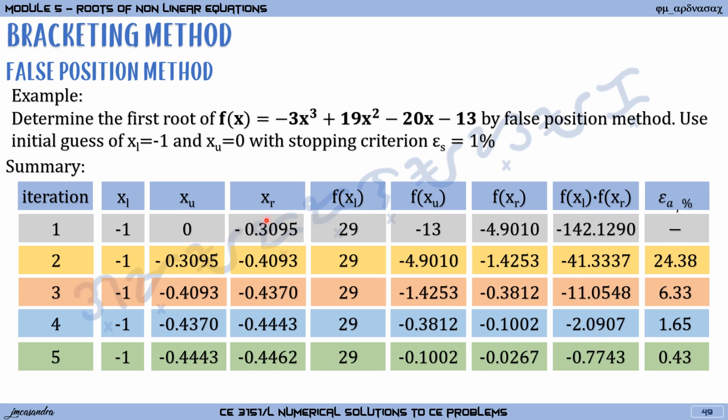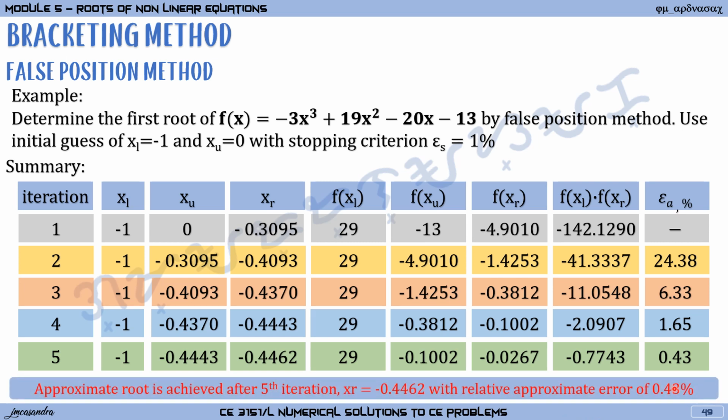Okay, so you can present your final answers in a tabular form so that we will have a more presentable solution. Okay, so if you want to continue, you can continue with the sixth iteration with -1, then -0.4462, then compute for XR, function of XL, FXU, FXR, the product, and the approximate error. Okay? So for the approximate root, this is achieved at the fifth iteration, which is -0.4462 with a relative approximate error of 0.45.